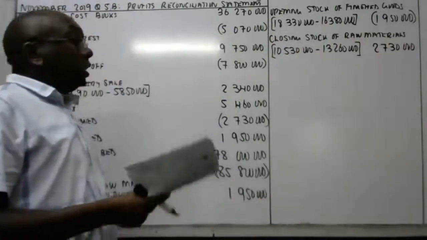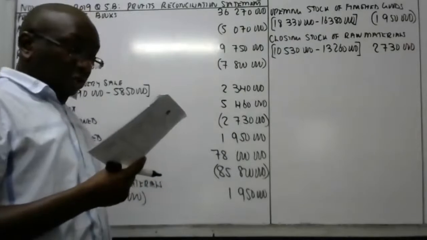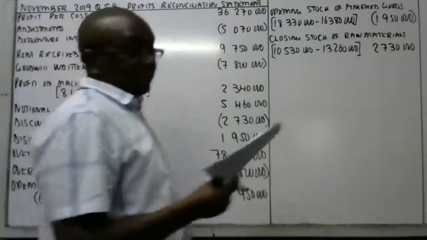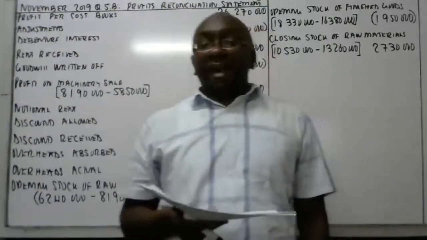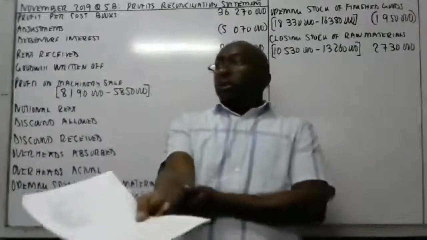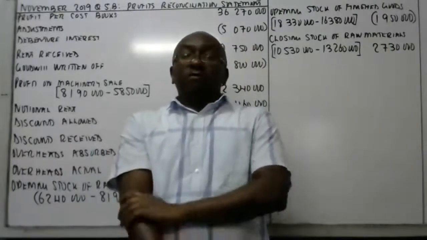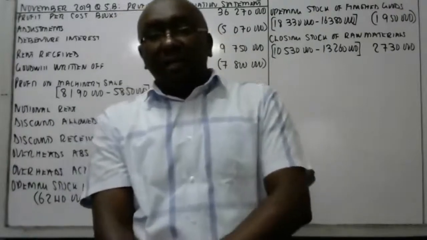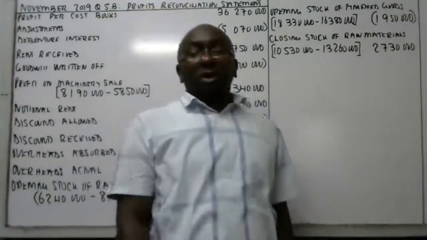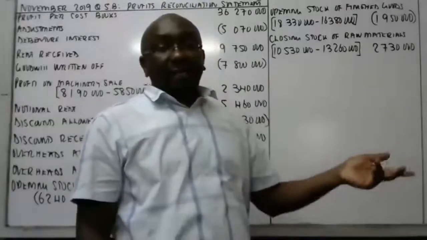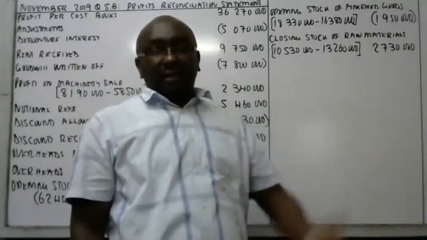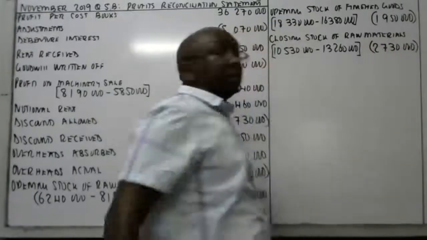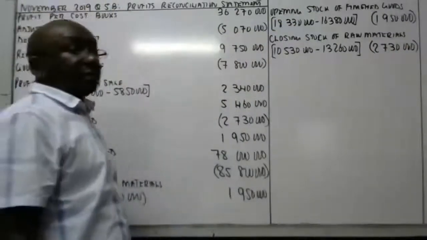So you can see the cost people overstated. And I told you closing stock and profits, they move towards the same direction. So if it was overstated, profit was also overstated. So to bring it down, you less.